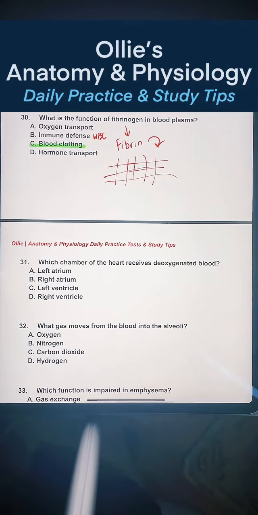Number 31, what chamber of the heart receives deoxygenated blood? The pathway of blood flow through the heart and around the body is one of the most important things to learn in anatomy and physiology and healthcare in general.